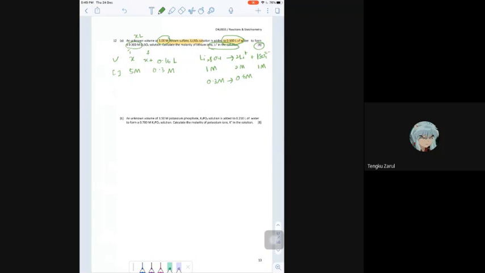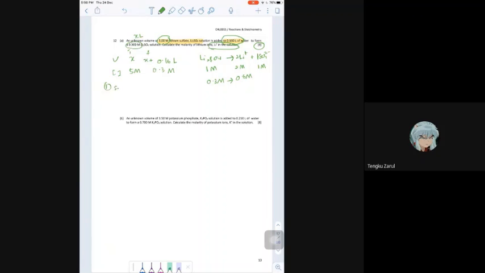Okay, you solve your X first, by using M1V1 equals M2V2, and then calculate mole. And after mole, you use the ratio. In 1 lithium sulfate, if we have 1 mole of lithium sulfate, we have 2 mole of Li plus and 1 mole of the sulfate ion. So that's the idea lah.